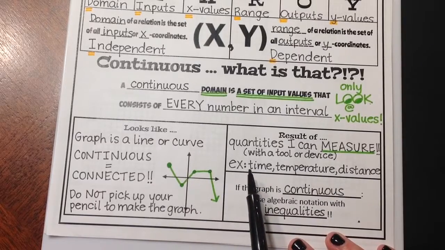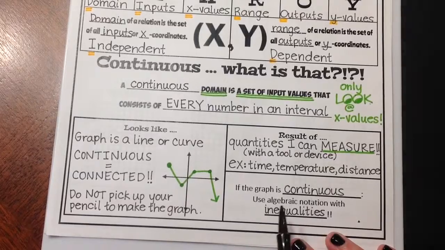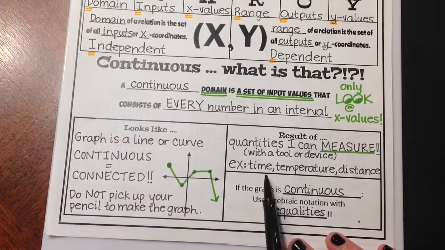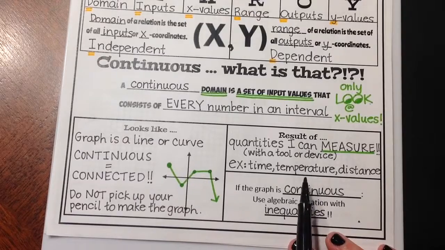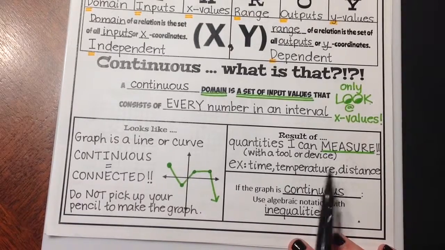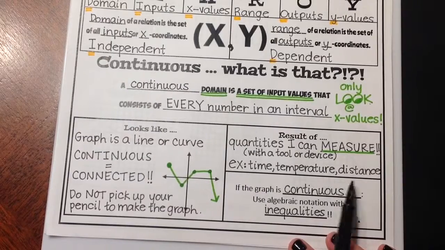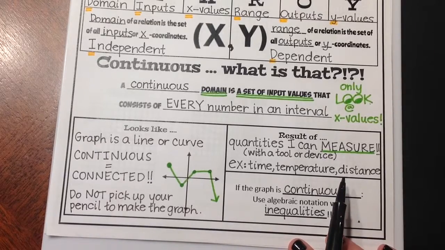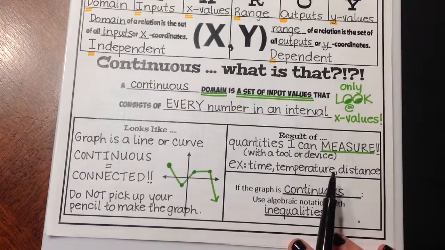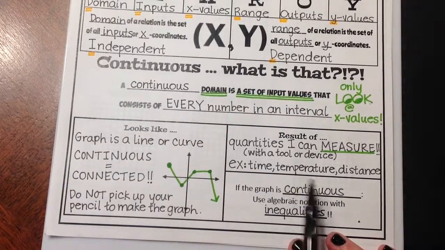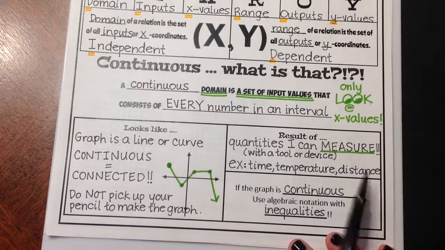Some common examples of continuous domain: time. Time is always going to be an X value. And what are some things that we measure time with? Well, a clock, a watch, a timer, if it's a race or an experiment like in science. Temperature: we use the tool of a thermometer to measure temperature. And distance: we use several tools, rulers, yardsticks. In cars, they use an odometer to measure the mileage on your car to tell you how many miles you have gone. So you're going to need a tool or a device to measure these things, because we cannot count all the place values in time, temperature, and distance from one starting point to an ending point.